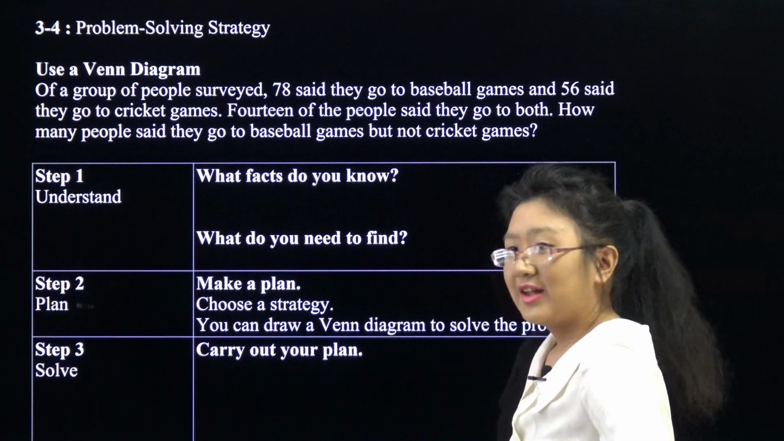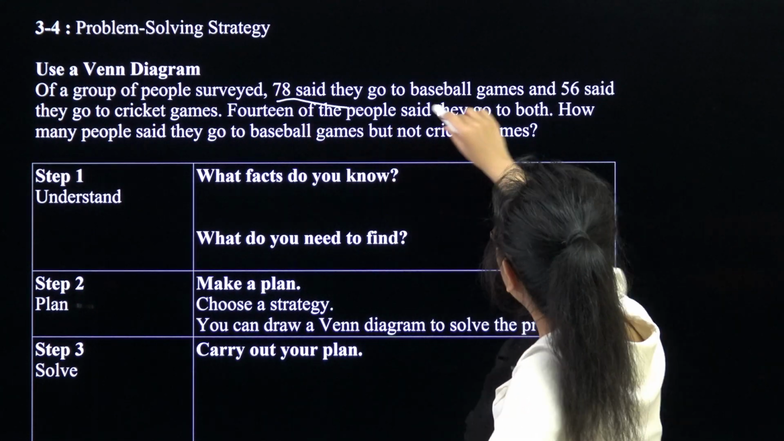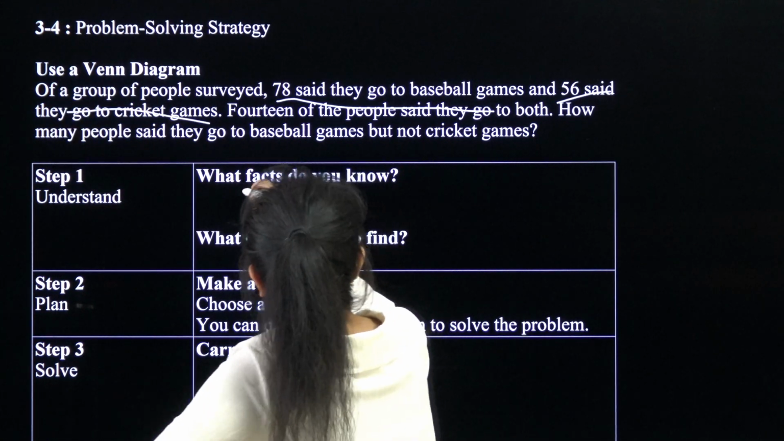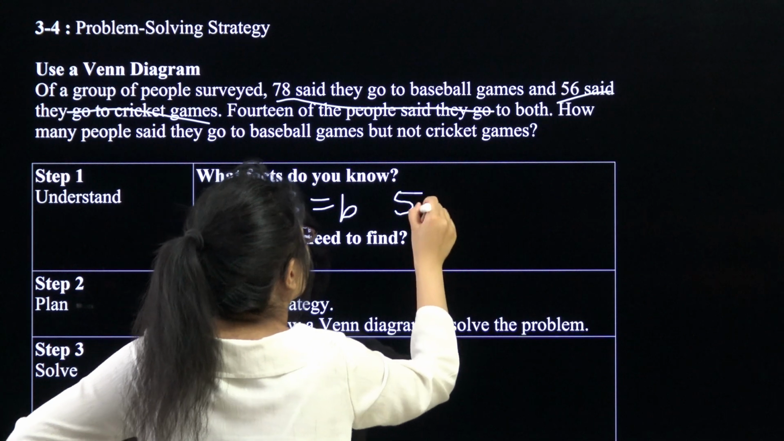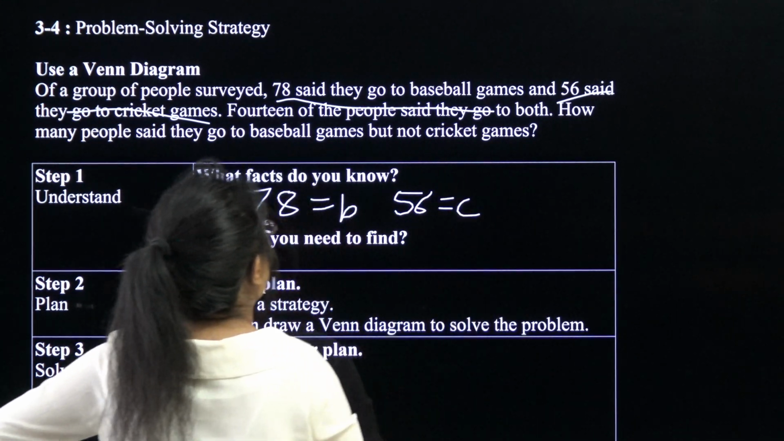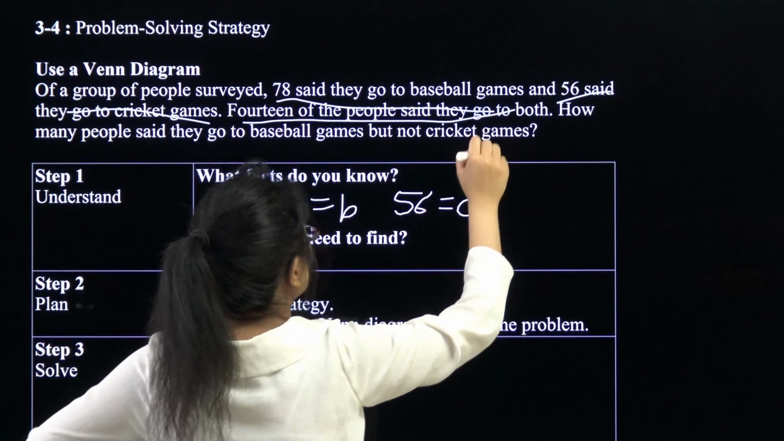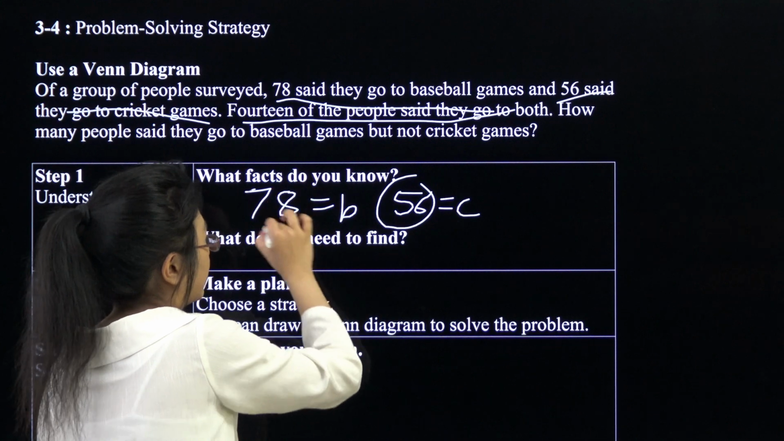Okay. Step 1, understand. What facts do you know? We know how many people went to baseball games and how many people went to cricket games. So 78 B, 56 C. And then 14 of these people said they go to both.